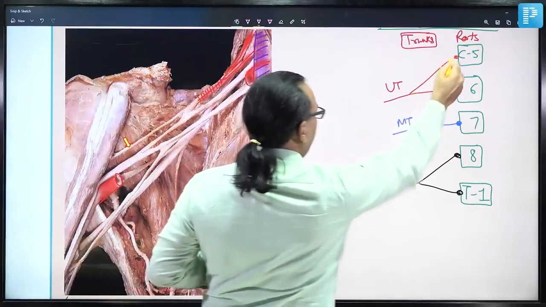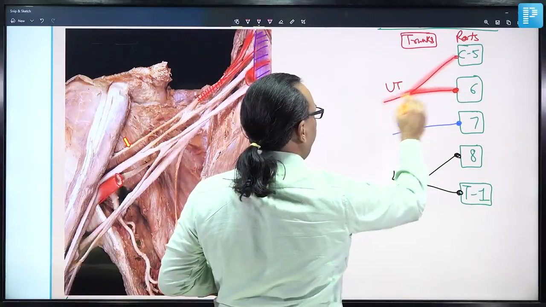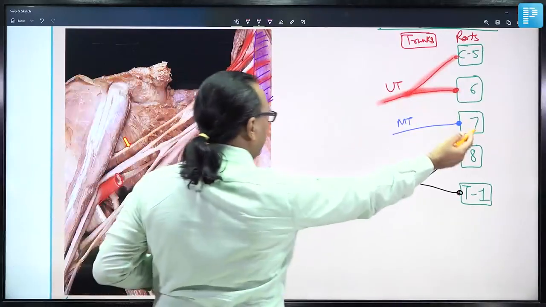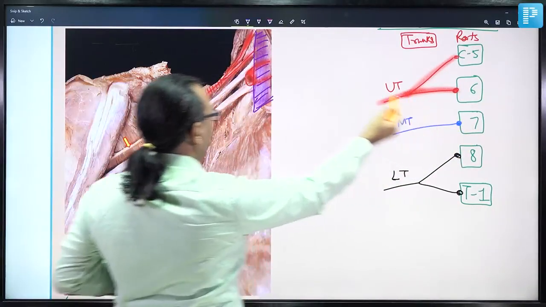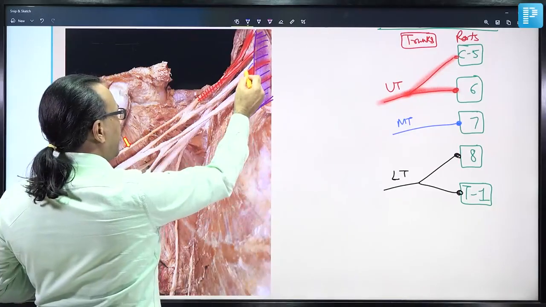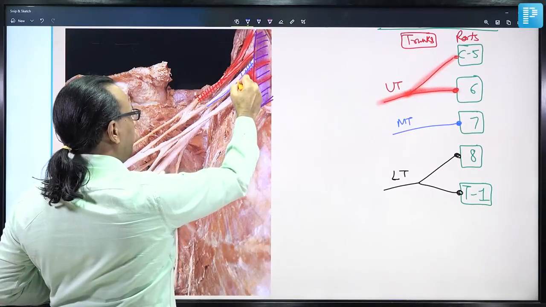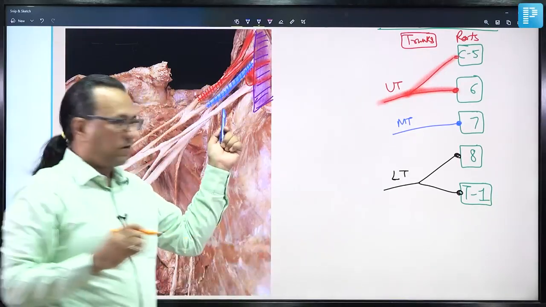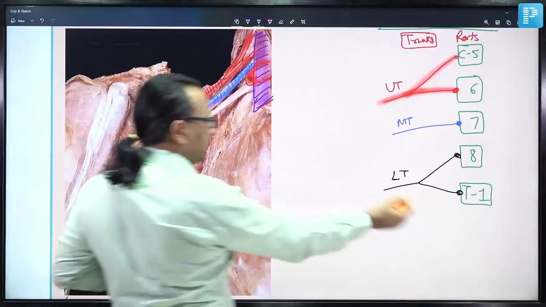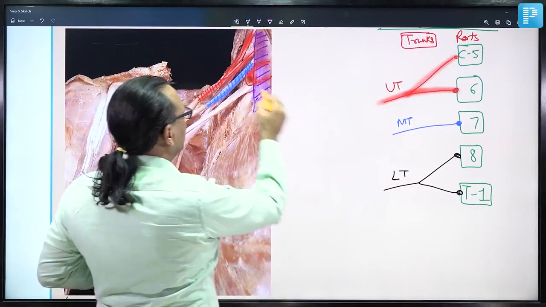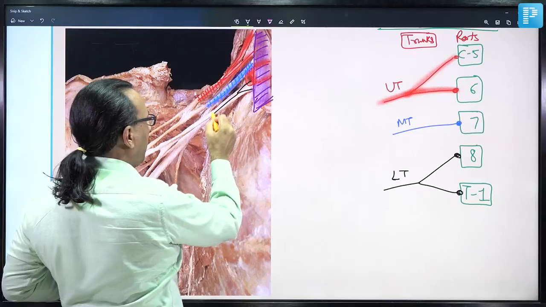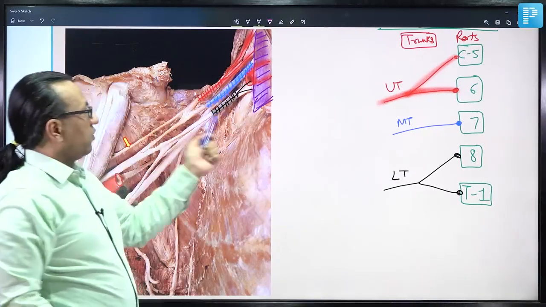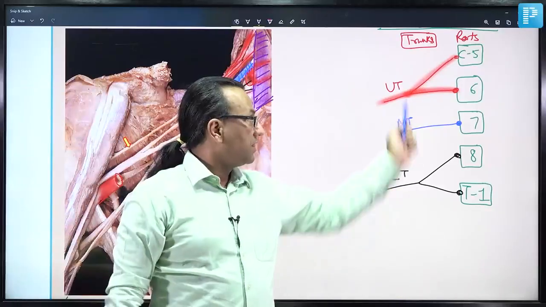Now, once you have shown the C5, C6 root axons joining to form the upper trunk, what about the middle trunk? The middle root C7 continues as the middle trunk. So you can see this is the middle trunk, the C7 root continuing as the middle trunk. Now, once you have marked the middle trunk, what about the lower trunk of the brachial plexus? The lower trunk is C8 and T1. As you see, C8 and T1 join to form the lower trunk of the brachial plexus. Here is the lower trunk. Now, roots and trunks are in the neck region.